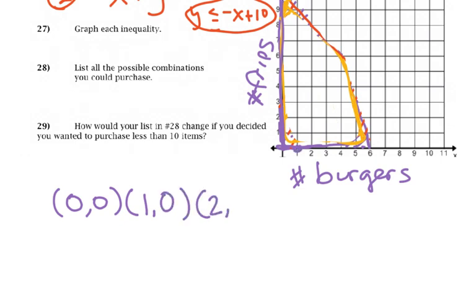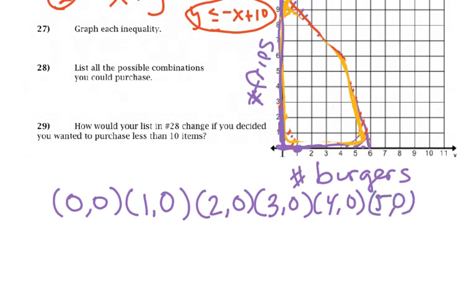I could buy 2 burgers, no fries, 3 burgers, no fries, and so on, all the way up to 6 burgers, no fries. And the reason I have to stop there is because if I buy 6 burgers, I have no more money to buy fries. And so that takes care of all of these. Okay, now the next thing I'm going to do is look at what else.